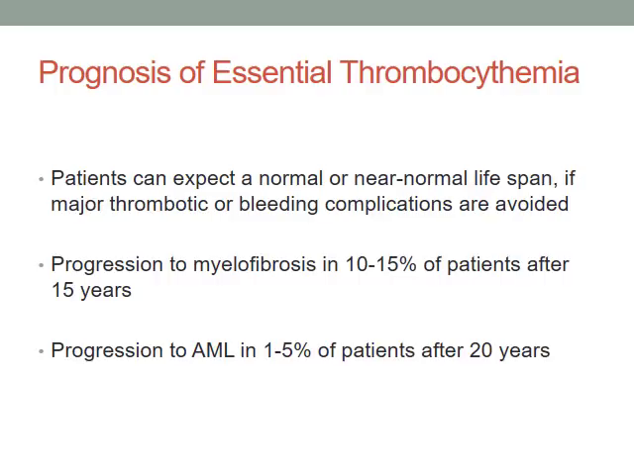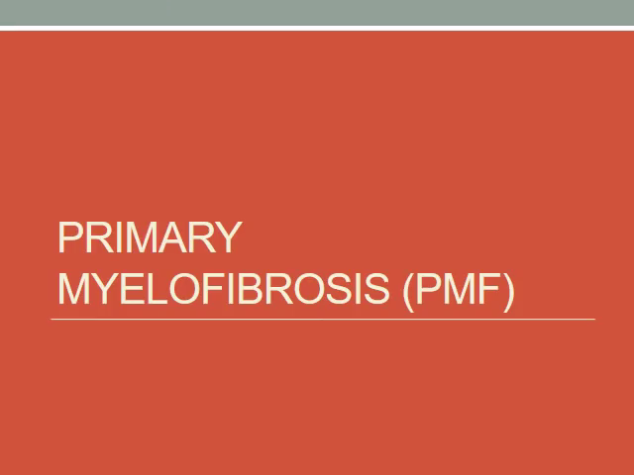A patient with essential thrombocythemia has a near normal life expectancy if they do not have any of the major complications such as thrombotic episodes or bleeding complications. About 10 to 15% of patients with ET may progress to myelofibrosis, and this usually occurs about 15 years out from diagnosis. Patients may also possibly progress and need to be treated for AML, but this is usually about 20 years or more from diagnosis.